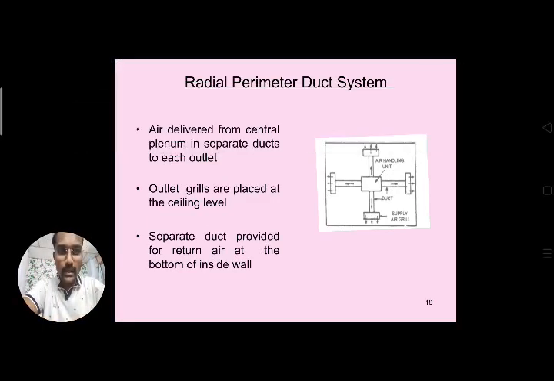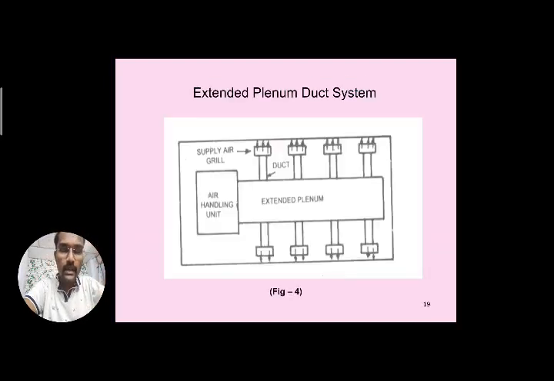Next, a separate duct is provided for return air at the bottom of the inside wall. Whatever circulated air there is has to be collected back, so the return duct is provided for the return air at the bottom of the wall, whereas the outlet grill for conditioned air is provided at the ceiling level, at the top of the room. Okay, so this is regarding the radial perimeter duct system.